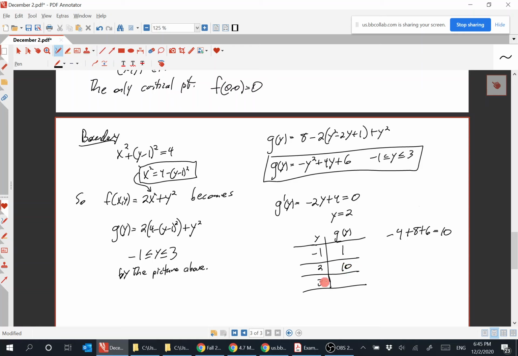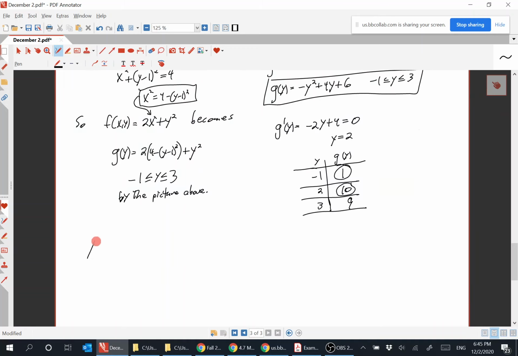And then at 3, what do you have? You have, oh yeah, this is right. So minus 9 plus 12 plus 6, that's 18 minus 9 is 9. Right, so on the boundary, the max and min values are 10 and 1. And on the interior, your value at your critical point is just 0. So the min value for f is 0, and the max value for f is 10.